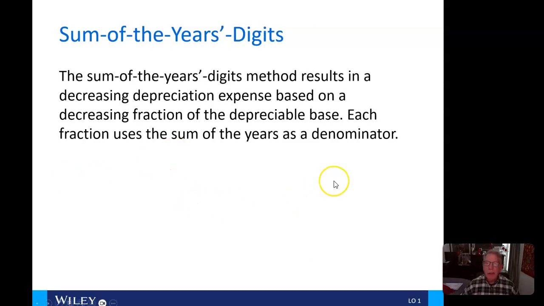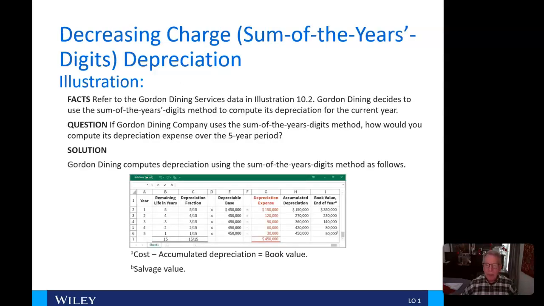Sum of the years' digit methods result in decreasing depreciation based on a decreasing fraction of the depreciable base. Each fraction uses the sum of the years as a denominator. So let's look at that. Here, we're talking about a 5-year period. So if I go down to this chart here, I have 5, 4, 3, 2, 1. I add those all together to get 15.